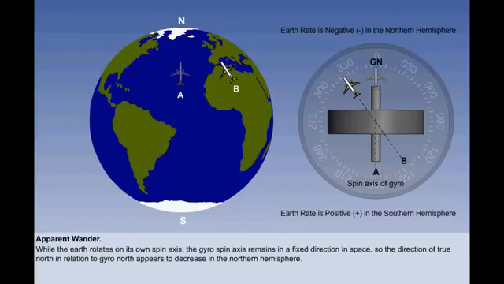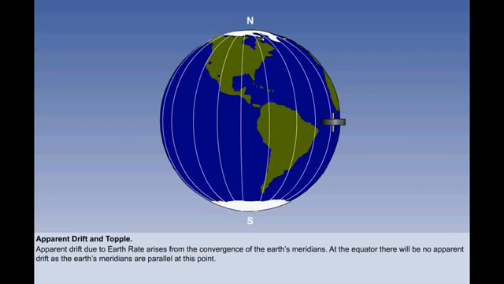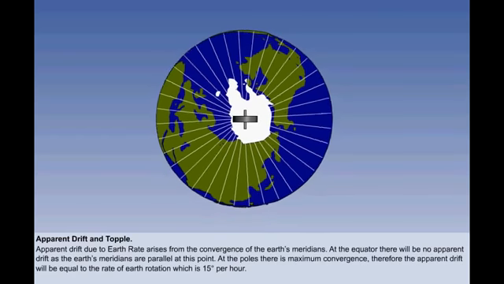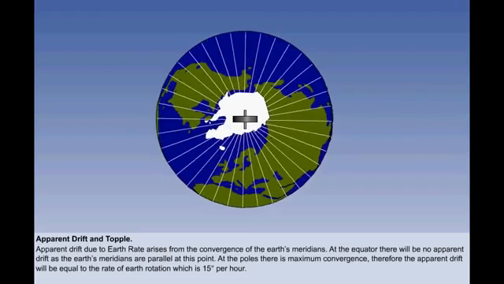Remember though, neither our aircraft orientation on the surface of the Earth nor the spin axis orientation of the gyro have altered. It is the Earth rotation around its own axis which has caused the change. In effect, apparent drift due to the Earth rate arises from the convergence of the Earth's meridians. So at the equator, we can see that there will be no apparent drift, as the Earth's meridians are parallel at this point. Whereas at the poles, there is maximum convergence. At the poles, the apparent drift will be equal to the rate of Earth rotation, which is 15 degrees per hour.